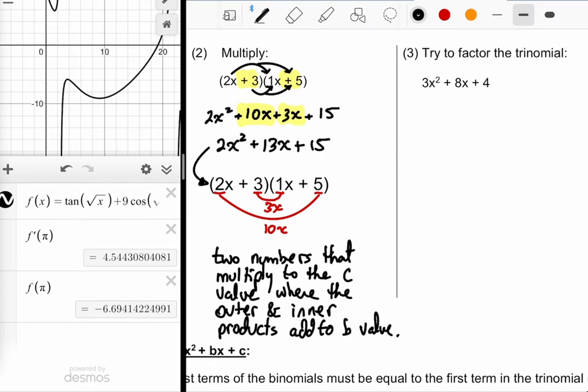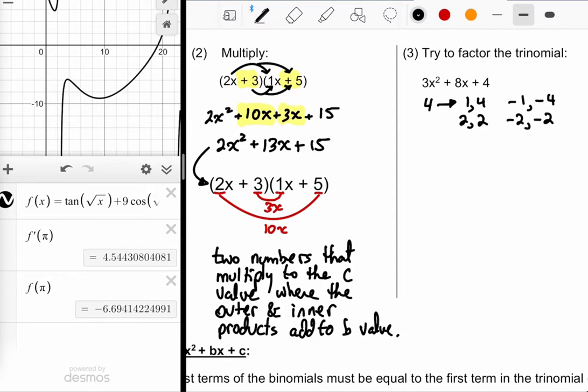All right. So we're looking for two numbers that multiply to 4. So we make our list. You do this on paper or in your head, it doesn't matter. But if we're going to multiply to a positive 4, the possibilities are 1 and 4, -1 and -4, or 2 and 2. Well, also -2 and -2.